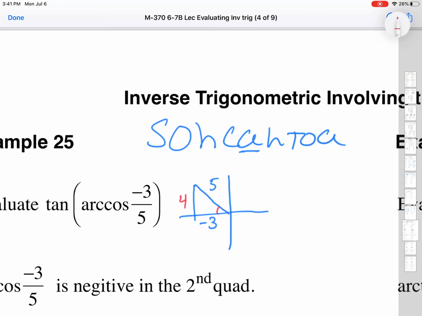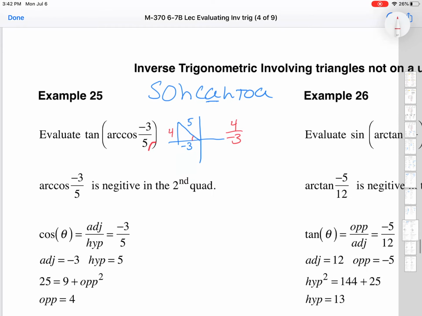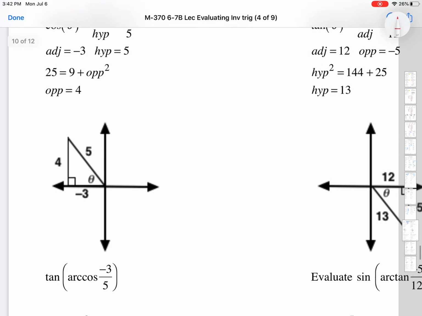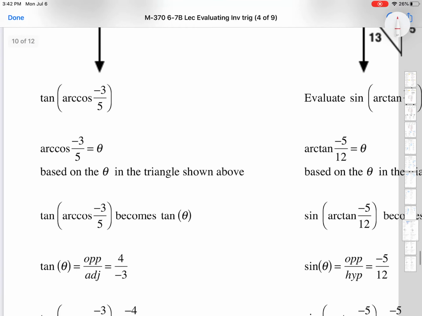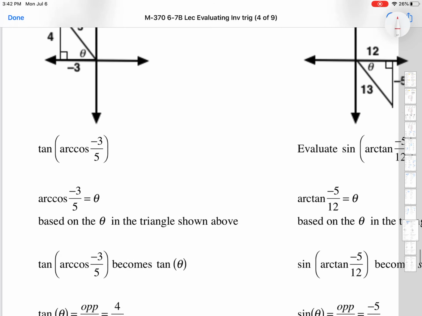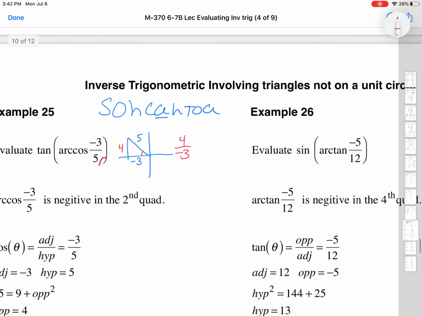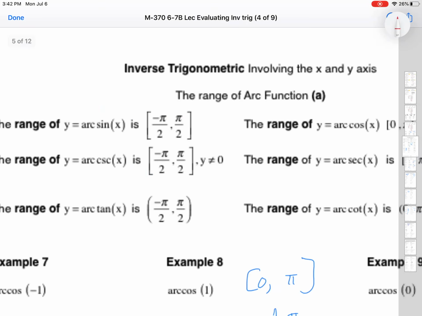So here's the angle that we're considering, right? We always can reference the reference angle. And so opposite over adjacent is 4 over -3. Does it make sense that tangent's going to be negative in that quadrant? Absolutely, because it's the second quadrant. So let's take a look at what they come up with. They come up with the same -4/3. Perfect. That's what we have come up with, -4/3.